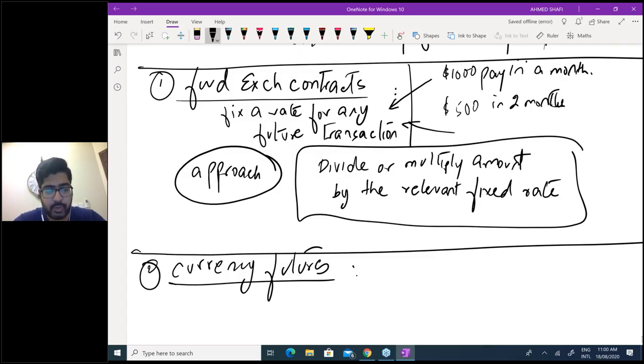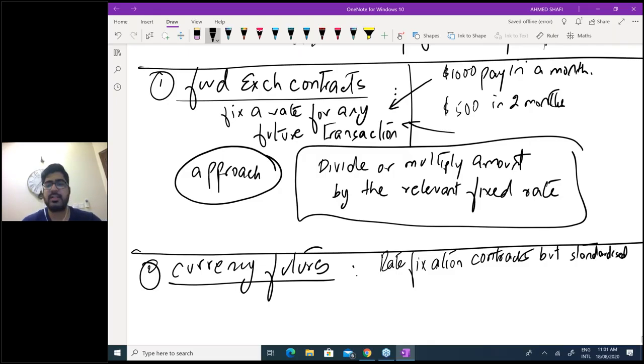Currency futures. What are currency futures? They are also rate fixation contracts. In these contracts, we also fix rates. But the difference is that they are standardized. What is the meaning of standardized? A forward exchange contract can be done for any amount: $120,000, $98,000, euro 560,000.